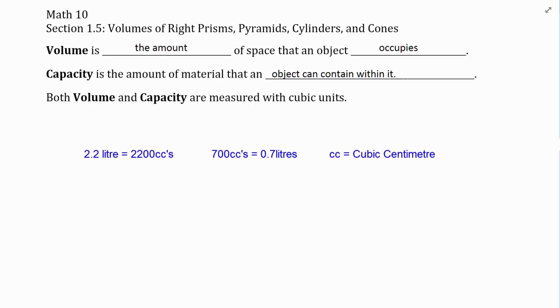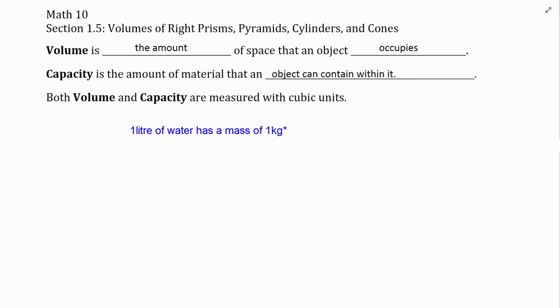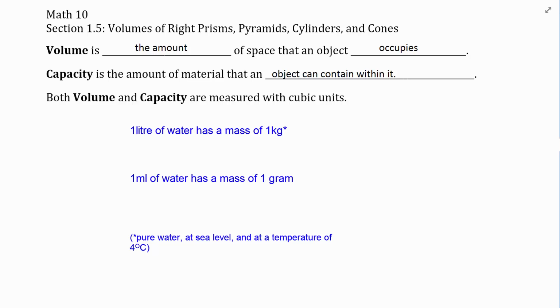Another neat thing about liters, while we're on the topic, is that 1 liter of water has a mass of 1 kilogram. So, since a liter is made of 1,000 milliliters and 1 kilogram is made of 1,000 grams, this also means that 1 milliliter of water has a mass of 1 gram. Now, that's not in our course, but I think it's interesting.